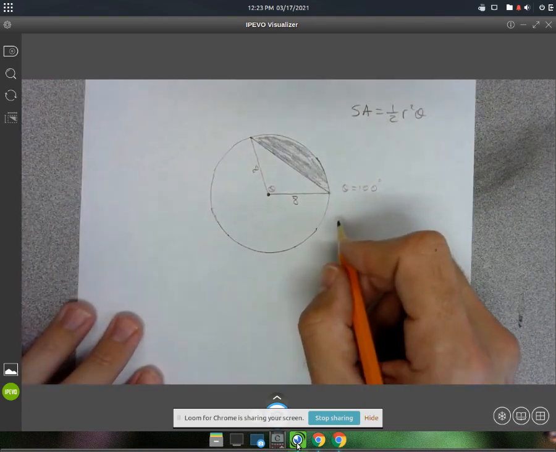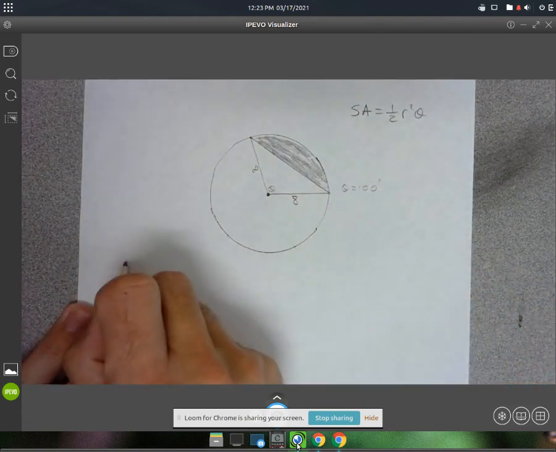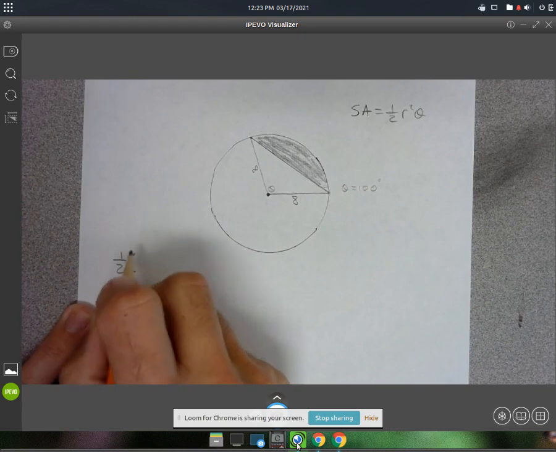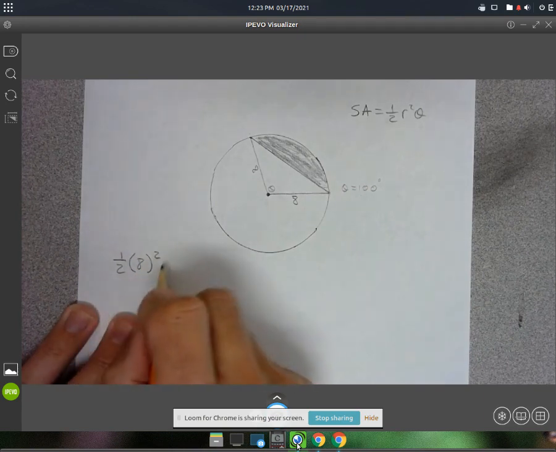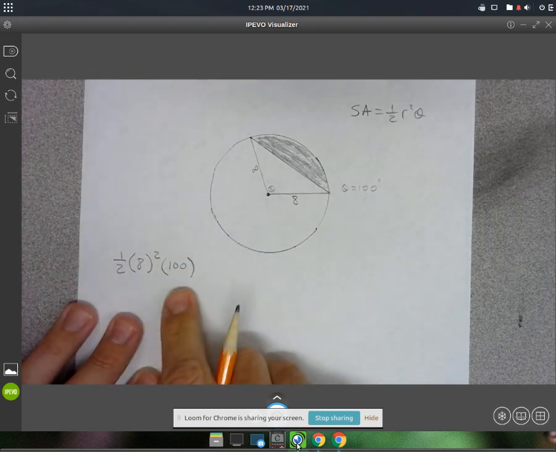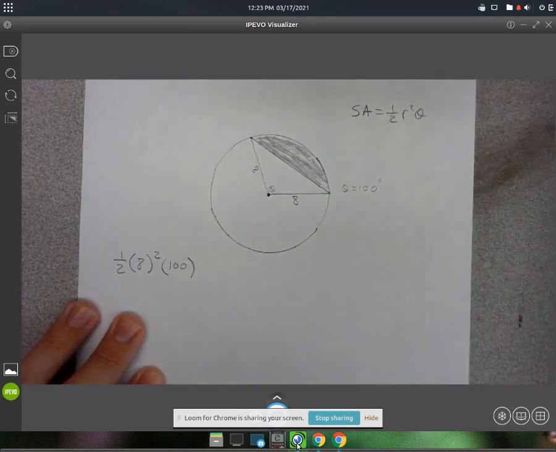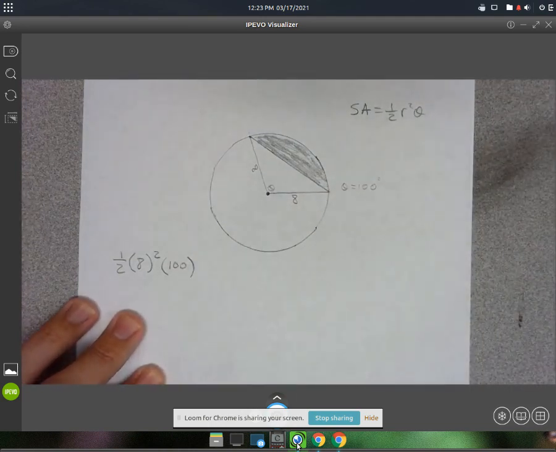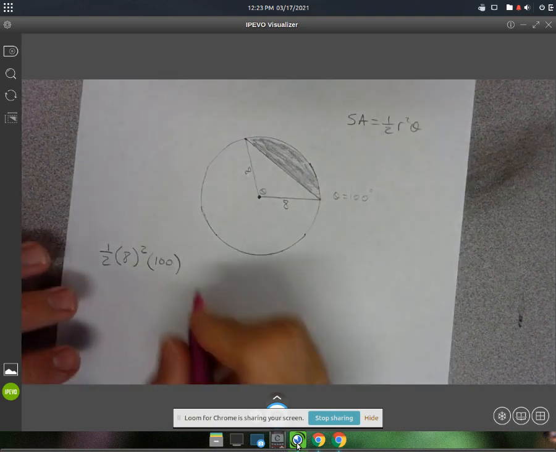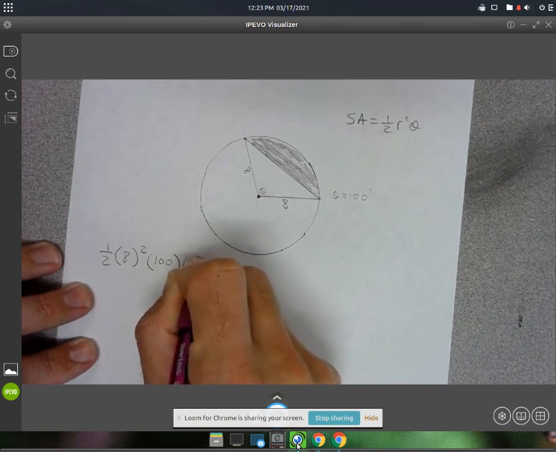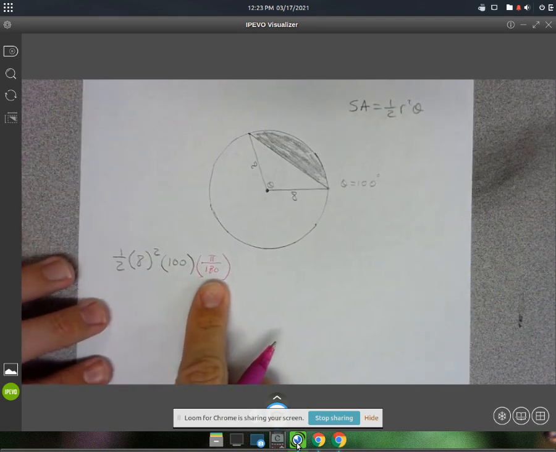So the full area of the circle is going to be, let's do it down here. Full area is going to be 1/2 r squared, which is 8, and then theta, which is my central angle of 100, but I have to convert this to radians, right? Because in order to use this formula, theta has to be in radians. So I'm going to multiply this by pi on the top and 180 on the bottom. This will convert this over to radians.